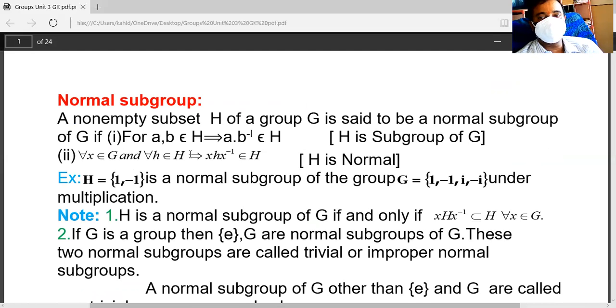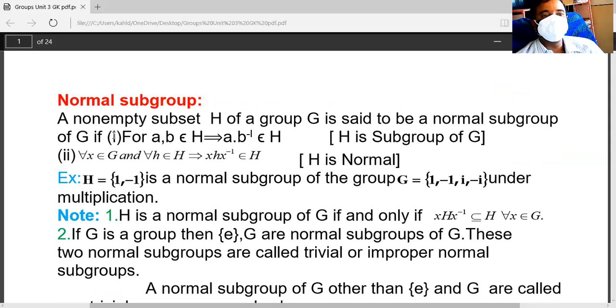Okay, students, first of all you want to learn these definitions very clearly. After that only we can understand the theorems. I am repeating the normal subgroup definition. A non-empty subset H of a group G is said to be a normal subgroup of G if for a, b belonging to H implies a b inverse belongs to H, and the second one is for all x belonging to G and for all h belonging to H, x h x inverse belongs to H.